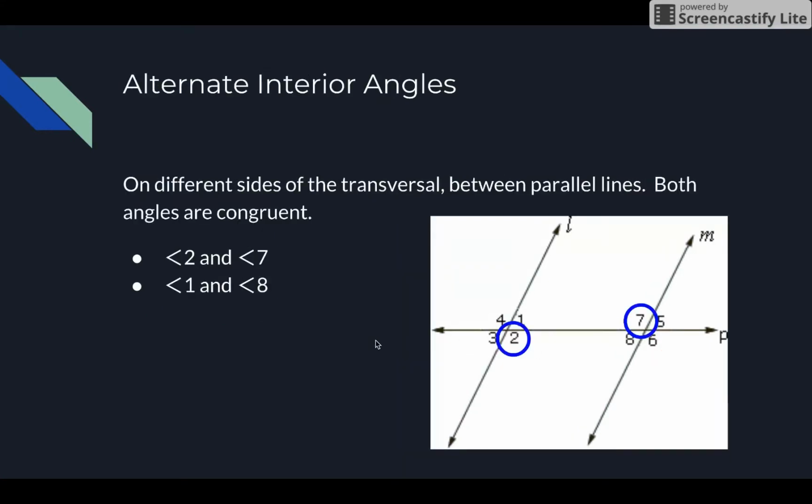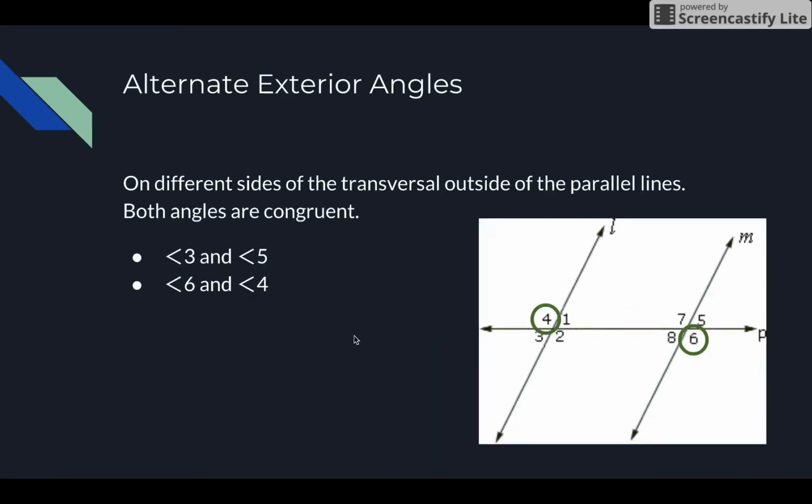Alternate interior angles are on different sides of the transversal. They are between the parallel lines, and they are both congruent. As you can see, circled in blue, angle 2 and angle 7 are a pair of alternate interior angles because they are both on the inside of M and the inside of L, and they're on different sides of the transversal. Another example of this could be angle 1 and angle 8.